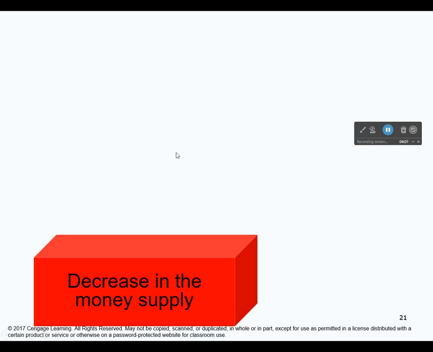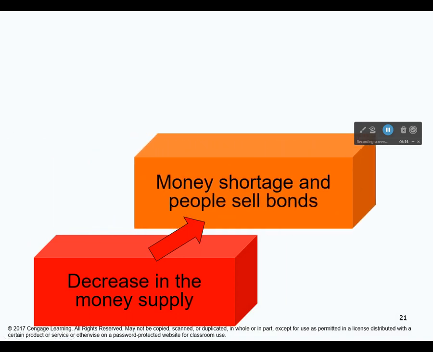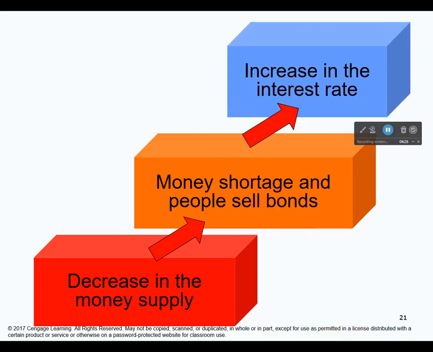If the Fed decreases the supply of money, that will cause a money shortage, and people will sell bonds to get the cash that they want to hold. By doing so, that will cause the prices of the bonds to decrease. You've got more sellers. To get a buyer, those new sellers have to sell the bonds for less on the market, and that causes the interest rate to go up on the bonds.